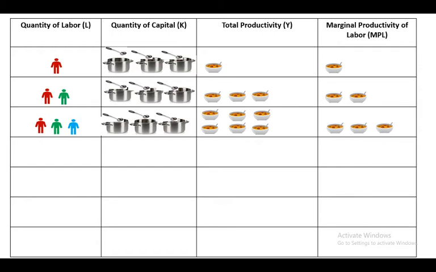So what's your observation until now? That as you start hiring more and more workers, your marginal productivity is increasing from 1 to 2 to 3 plates, right? And why is it happening? Because of specialization.